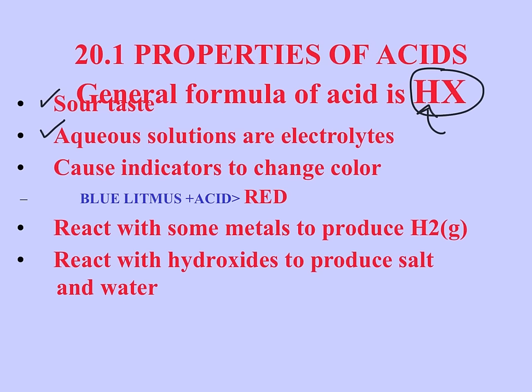When your acids are dissolved in water, so aqueous solutions, remember dissolved in water, they are electrolytes. So what do electrolytes do again? They conduct electricity. So when your acids are dissolved in water, they also will conduct electricity. And then we already talked about how they will turn the litmus paper red. And then some of your acids will react with metals to produce hydrogen gas.